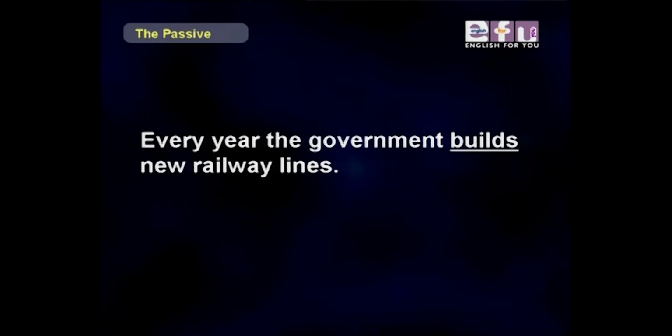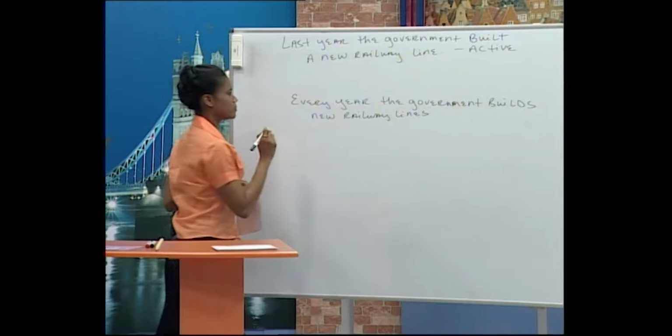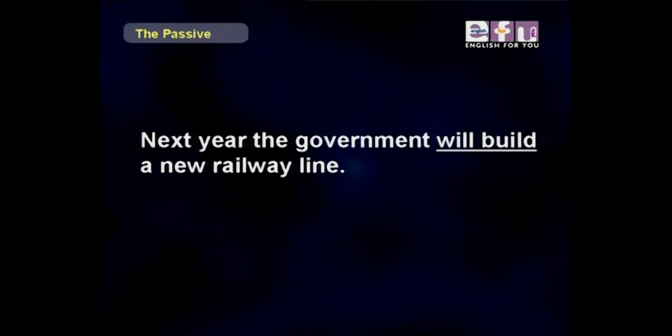Okay. Every year, the government builds new railway lines. Good. And how about a future one, Linda? Next year, the government will build a new railway line.